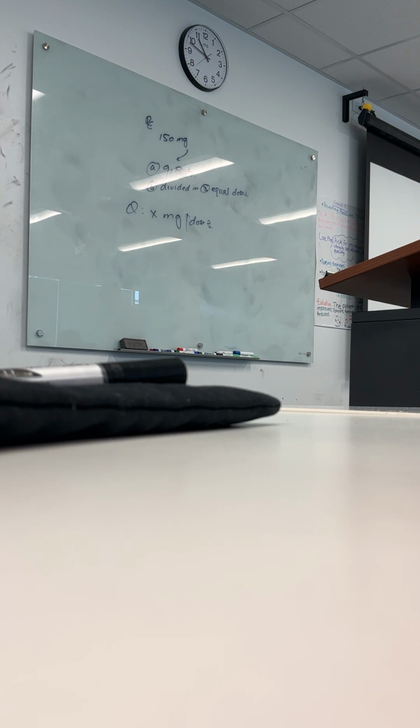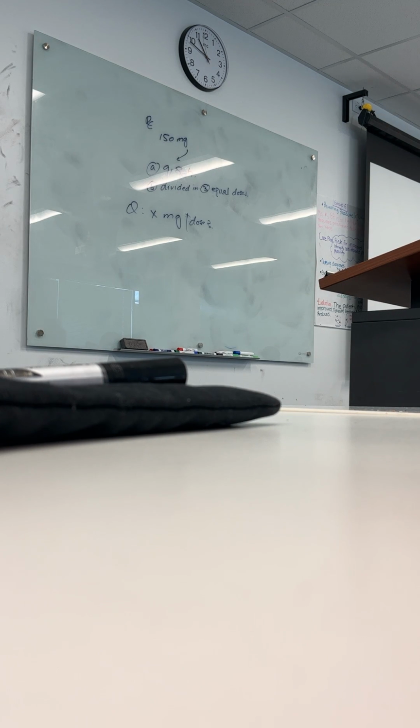I'm still confused. Got A and B. I think the 150 is okay. 150 is going to be divided in 3. So that's how we're gonna get it. Okay, so 150 divided by 3. So we did 50 milligrams. So in 8 hours we're gonna give the patient 50 milligrams.